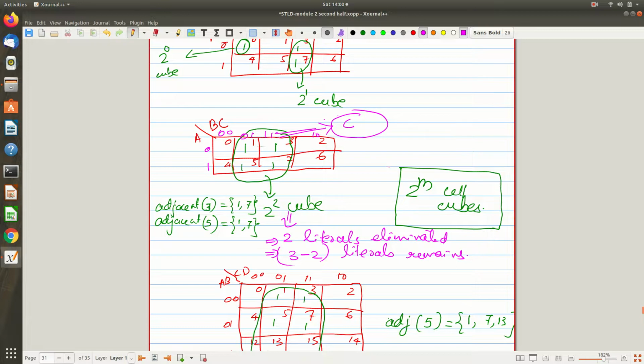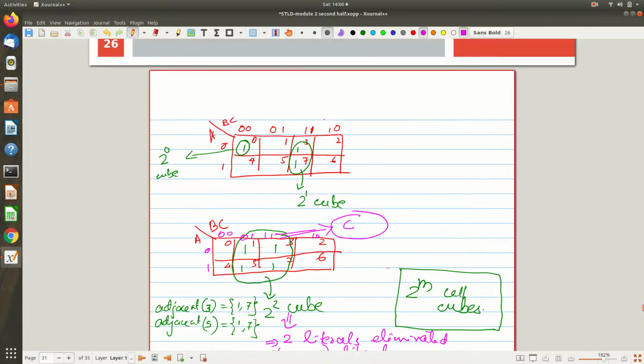Okay, so like that we are doing the grouping. But if I have a smaller group, accordingly the number changes. So what does this mean? I have a grouping of 2 power 0 cube. That means nothing is eliminated. 0 literals eliminated, right? 0 literals eliminated.